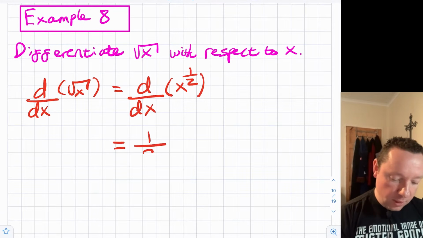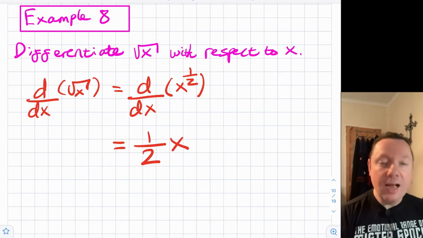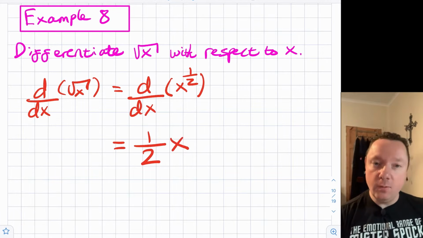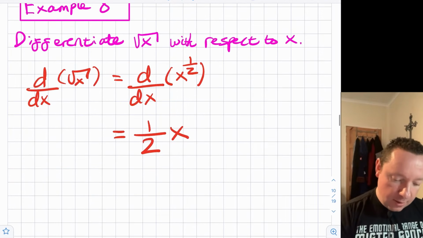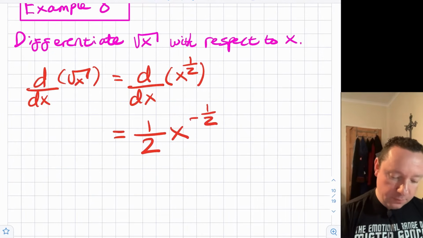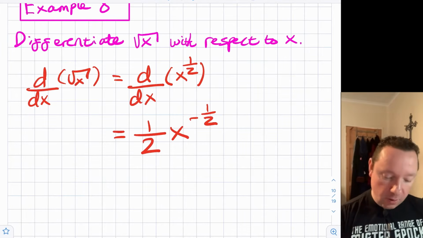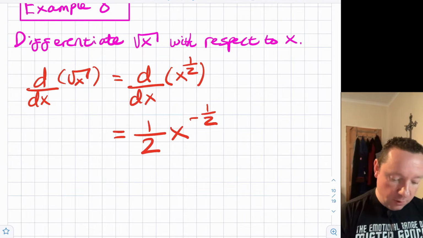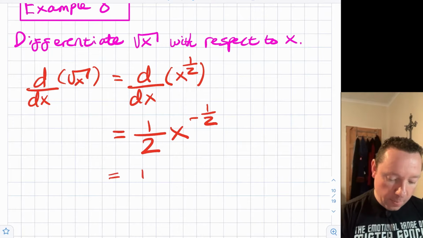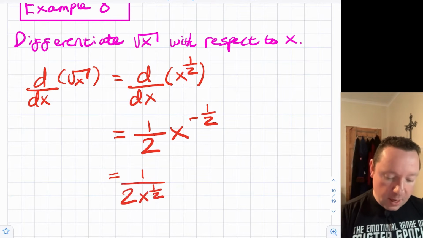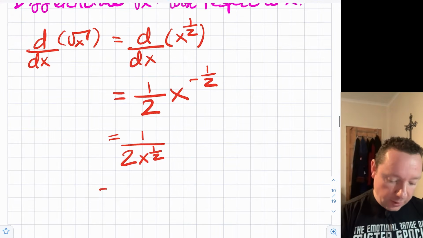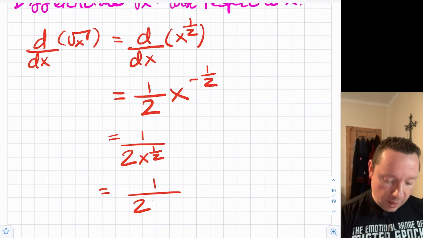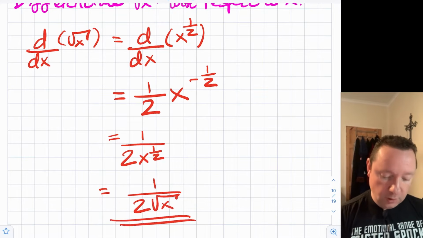A half comes down to the front, x to the power of a half take away 1, a half take away 2 halves is minus 1 half. That's a perfectly acceptable answer, but I'll try and leave it as a positive power. So we get 1 over 2 x to the half. If you want to go one step further and you want it back as a root, then you would just go 1 over 2 x to the half is 1 over 2 square root of x, and we're done.